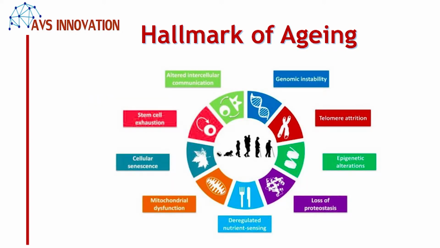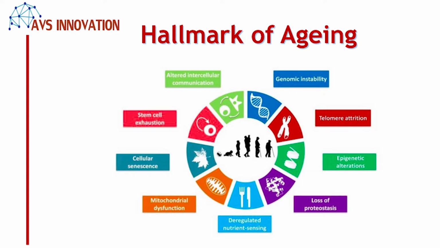Okay, so we need to know the hallmarks of aging. Actually, there are 4 factors contributing to the hallmarks of aging. The first ones are genomic instability, telomere attrition, and epigenetic alteration. Epigenetic alteration is just some change from the environment, something that we cannot control. And also the loss of protein function, called loss of proteostasis. These are what we call the primary factors that contribute to aging.